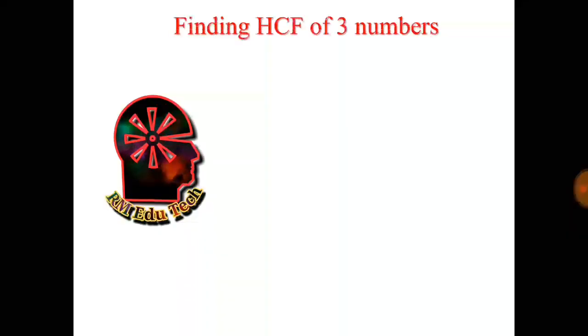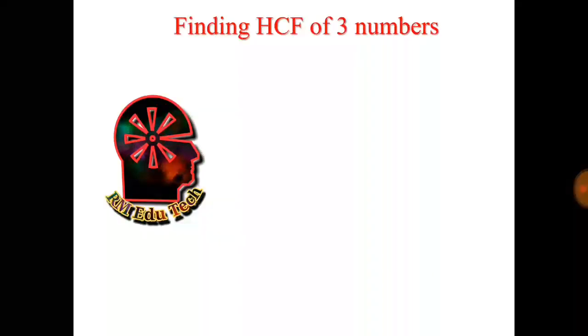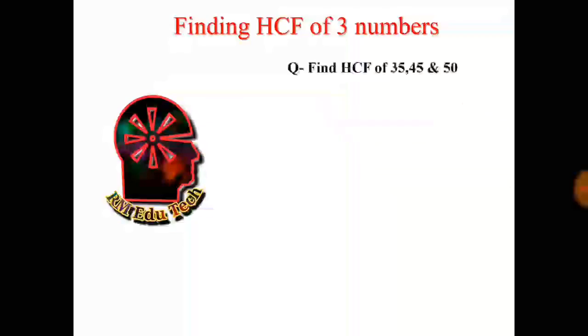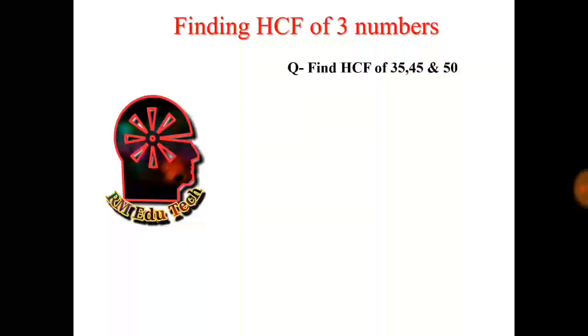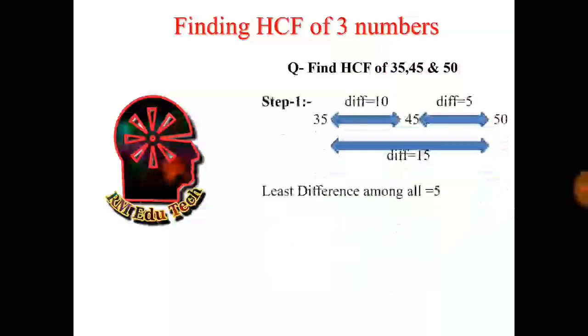Now to find the HCF of three numbers. Here the numbers are 35, 45 and 50. Just as before, find the differences between the numbers. The difference of 35 and 45 is 10. The difference of 45 and 50 is 5. And the difference of 35 and 50 is 15.